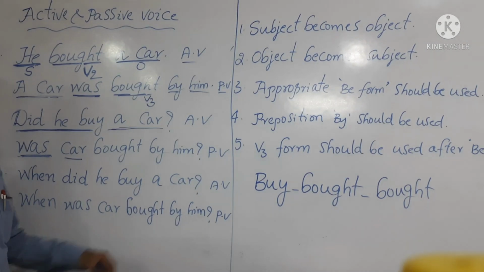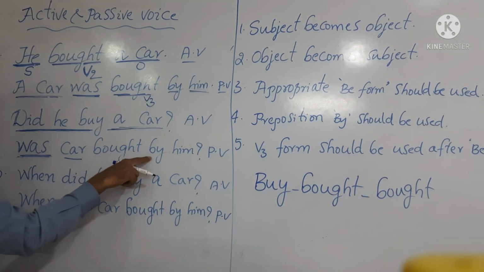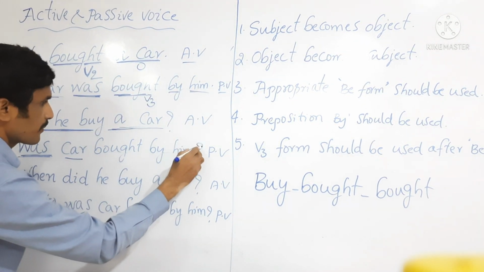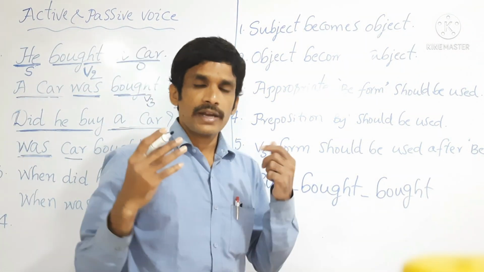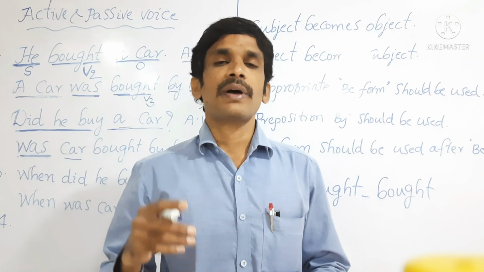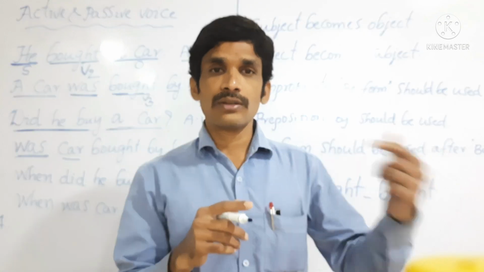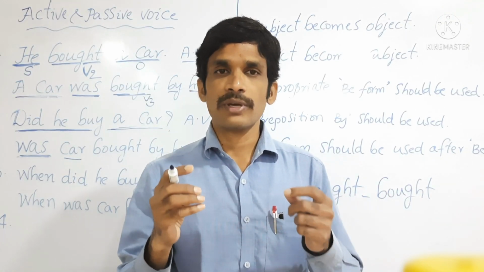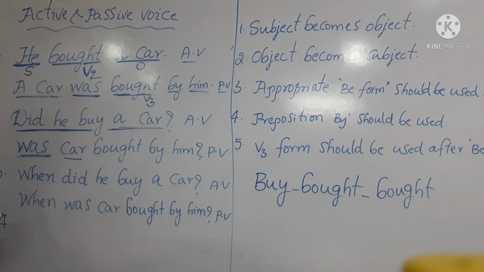Always we have to write the third form of the verb in the passive voice. Was car bought by him? Question mark. Active voice ends with a question mark and passive voice also ends with a question mark. Active voice is in past tense, passive voice also must be in past tense. Active voice is a yes or no question and the passive voice also must be a yes or no question. Right.